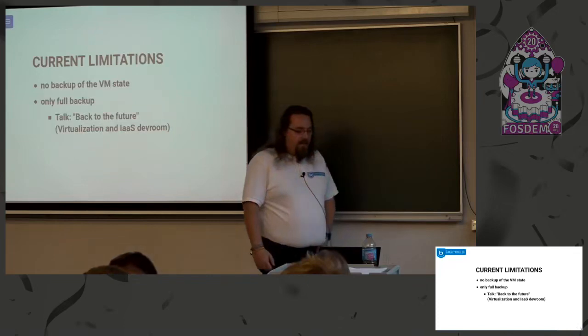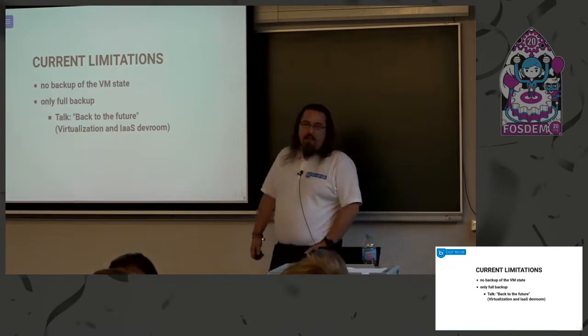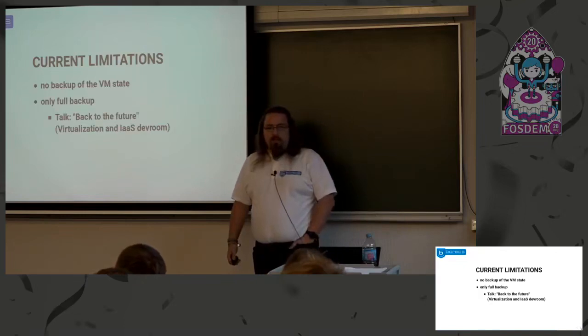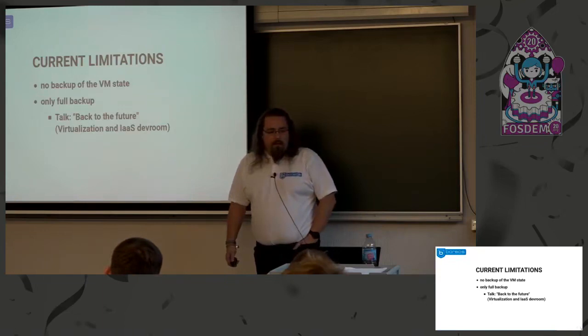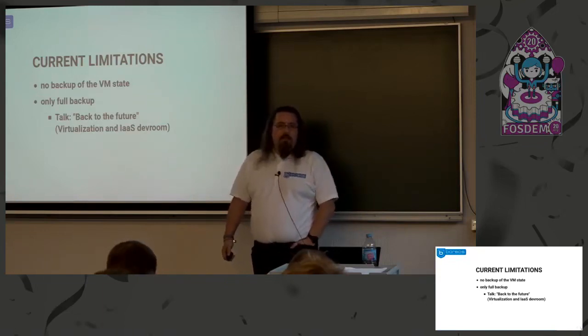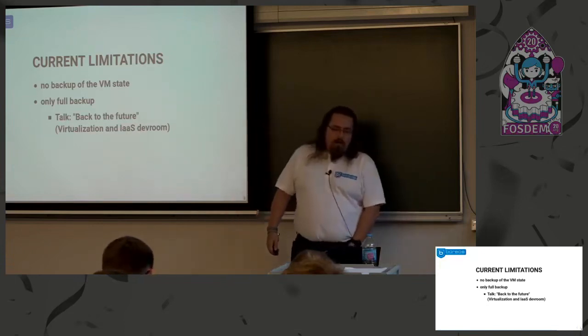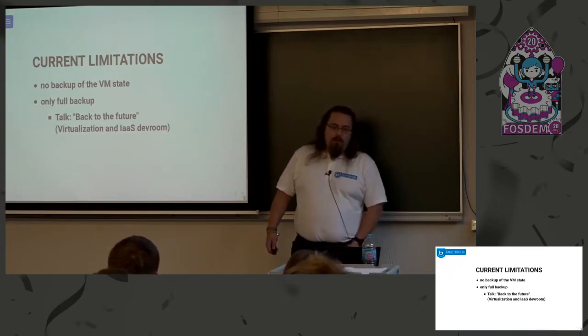I have no idea in what status this is right now, but there is a talk tomorrow in the Virtualization and IaaS dev room by Daniel Erez. It's called Back to the Future, and it's going to talk about what the API for taking incremental backups of oVirt and Red Hat Virtualization will look like. And once there is a stable API and we get something that works, we will most probably implement incremental and maybe even differential backups for this and lift this current limitation.